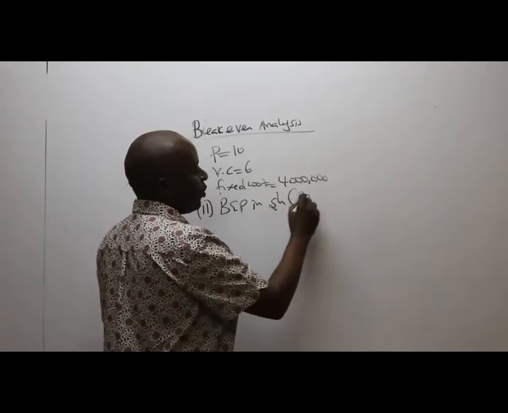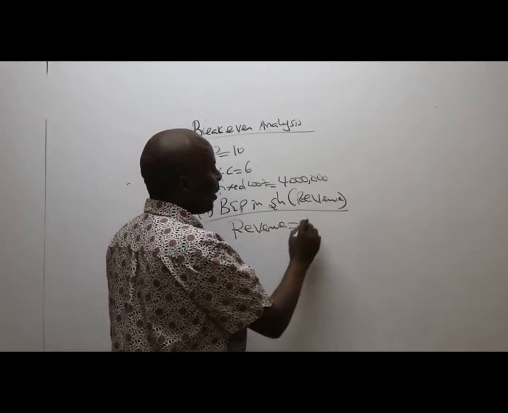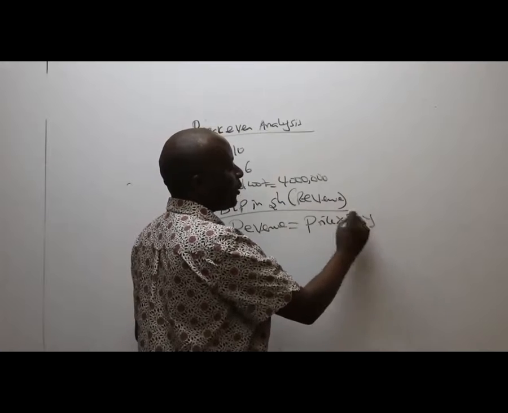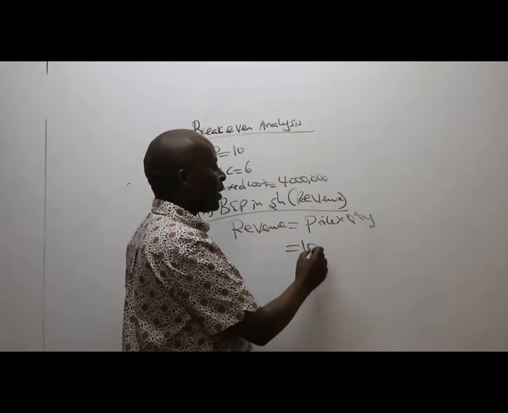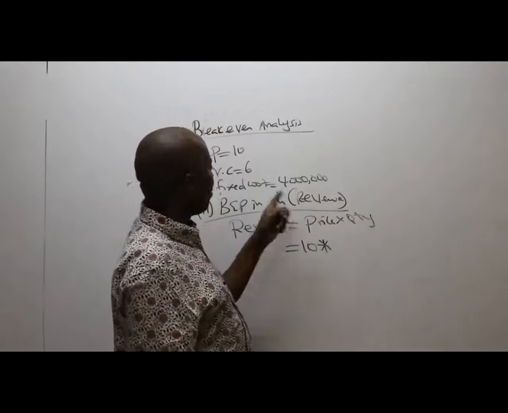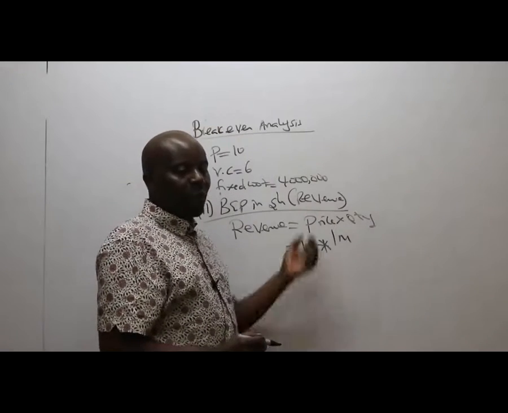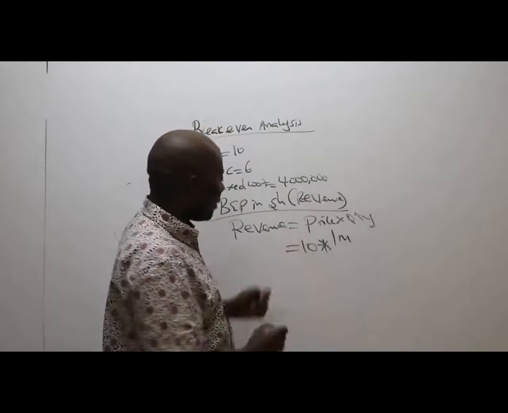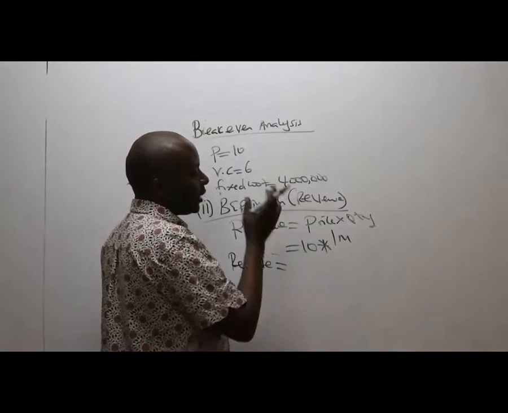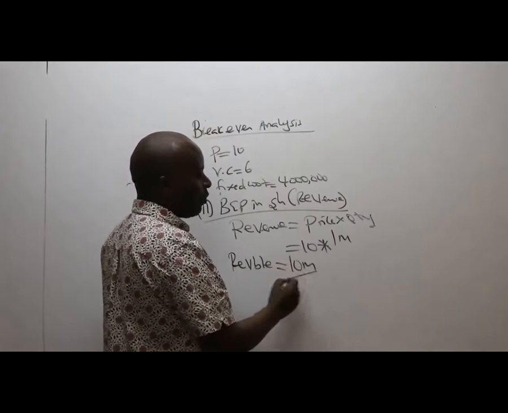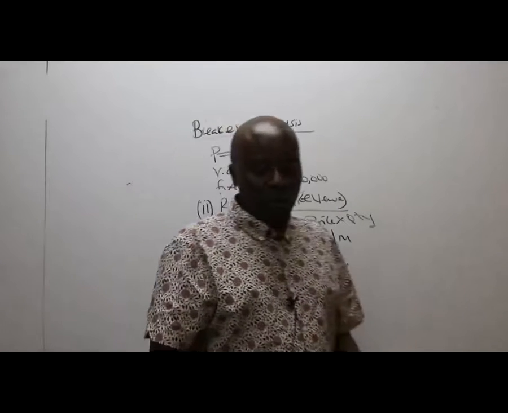Of course, this is revenue. To get the revenue, we take price times quantity sold. The selling price is 10 times the quantity sold, which you have told me from this question is 1 million units, since to break even we sell 1 million. They want the revenue at break even, so we take the selling price times the quantity at break even, which gives us 10 million Kenya shillings.